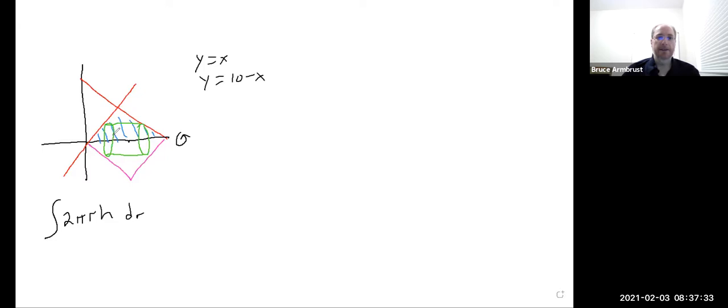Okay, so now let's start figuring out what these things are going to be. So in this cylinder right here, here's the r. Right? Here's the h.